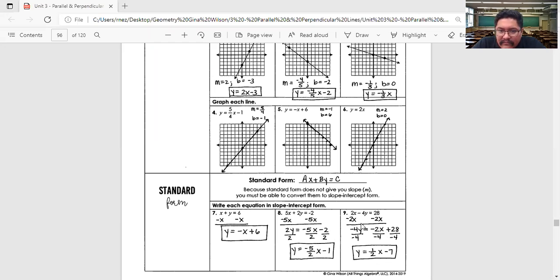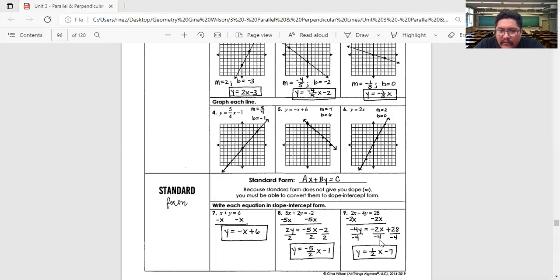Over here, let's get rid of our 2x, because we have this 2x over here. So minus 2x from both sides, negative 4y equals negative 2x plus 28. And just like the last one, we have this number in front of the y, so we're going to divide everything by that. As we divide negative 4 by negative 4, that's going to be positive 1, so it just stays y.